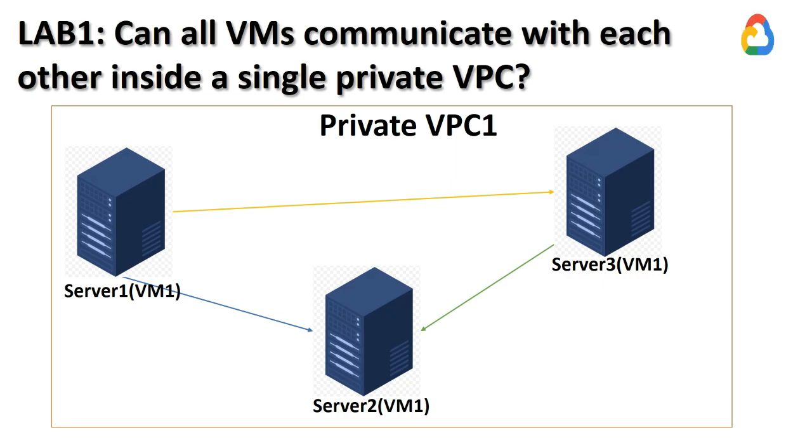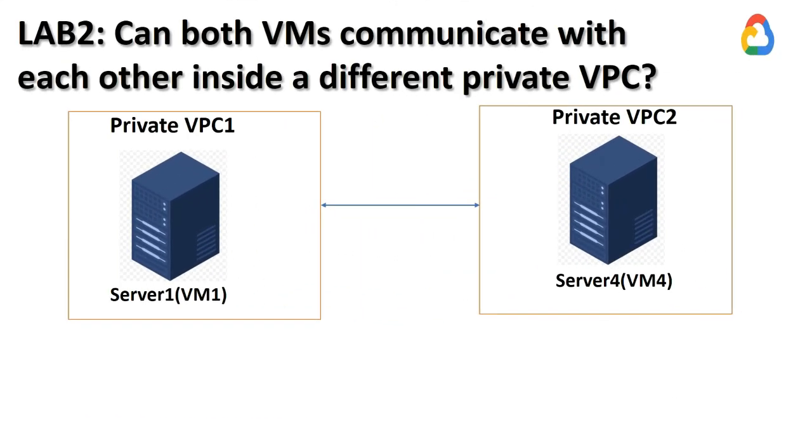This is the first lab, guys. As you can see here, in this second lab, I'll create two separate VPCs, like VPC1 and VPC2. Then I'll verify, can both VMs communicate with each other inside a different private VPC network. I'll ping server 1 to server 4. As you can see here, I'll create one Linux server inside the VPC1. Then I'll create another server using the VPC2 private network.